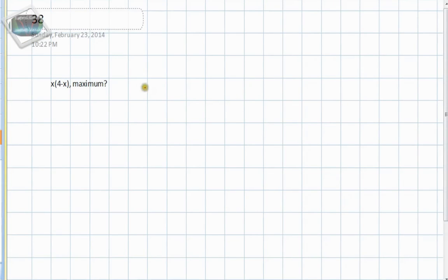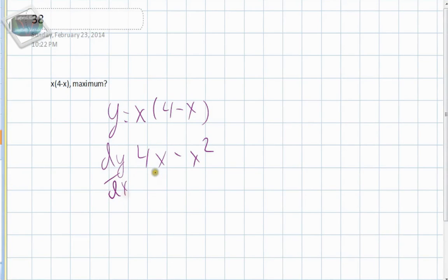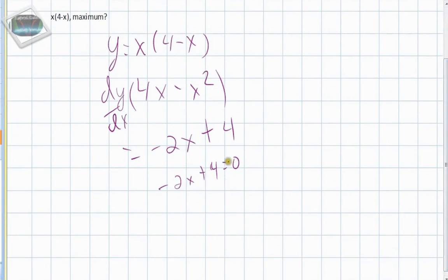All right, so here's what we're going to do. We're going to take x times 4 minus x. This is y equals x times 4 minus x, and then we're going to multiply it out. So we're going to have 4x minus x squared. We're going to take the derivative of it, and we get negative 2x, because the 2 comes down, plus 4. Now we're going to set this equal to 0. What I meant is we're finding a root. So negative 2x is equal to negative 4. We divide by negative 2, and x is equal to 2.